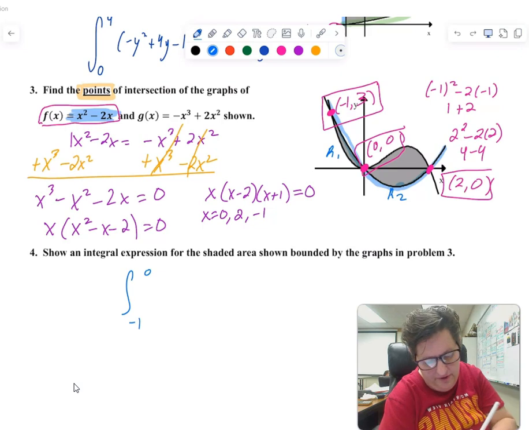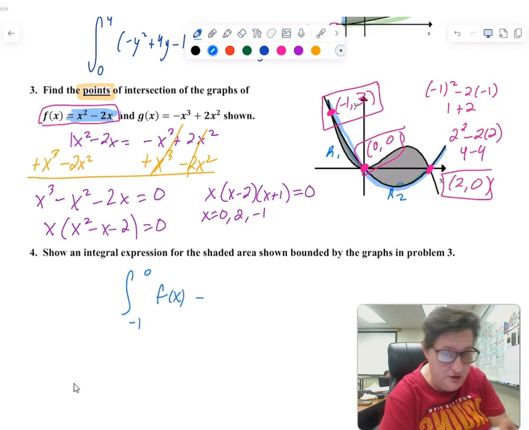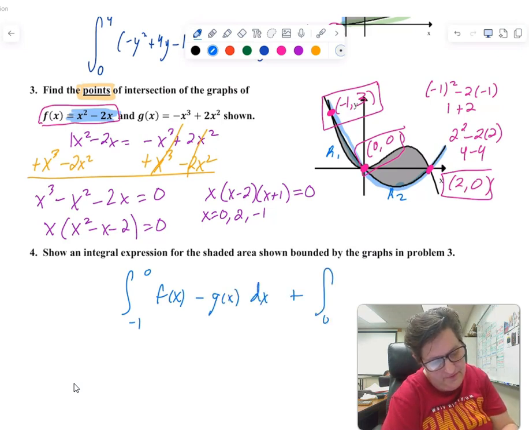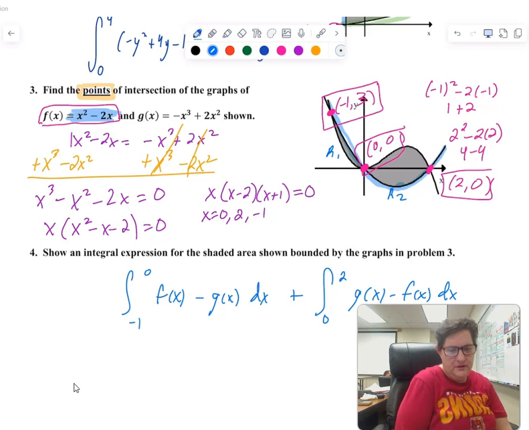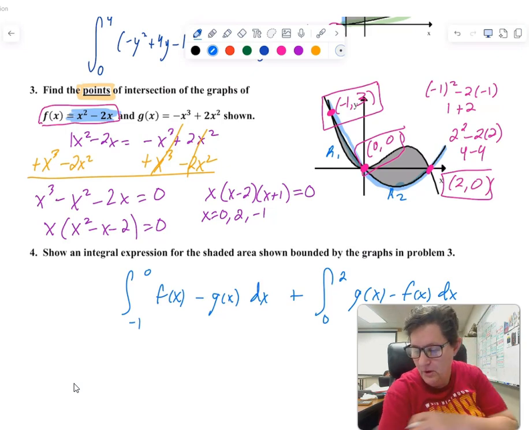And by the way, if you want, you can just write f of x because it's shown to you as f of x minus g of x. And then the next one, from 0 to 2, they flip around. So it's g of x minus f of x, where the cubic is on the top and the parabola is on the bottom.